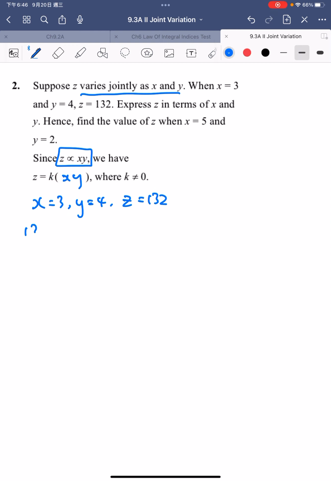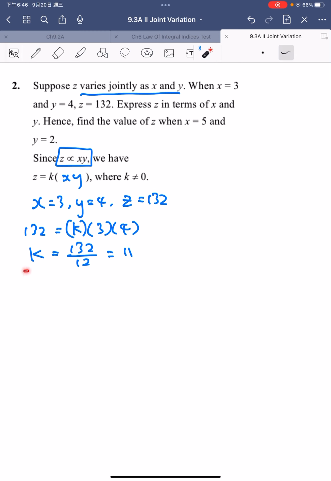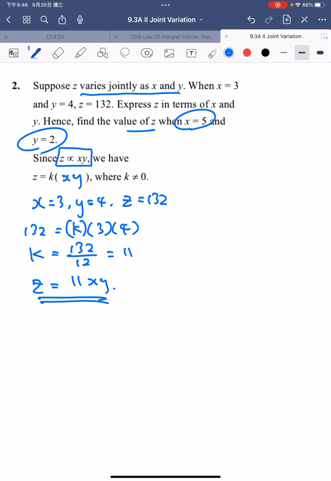which means we have 132 is equal to k times 3 times 4, which means k is equal to 132 divided by 12 to get 11. So every time you get the variation constant, you must put it back in here, which means z is equal to 11xy. So that's the relationship between x and y. After that, we need to find the value of z when x is equal to 5 and y is equal to 2.